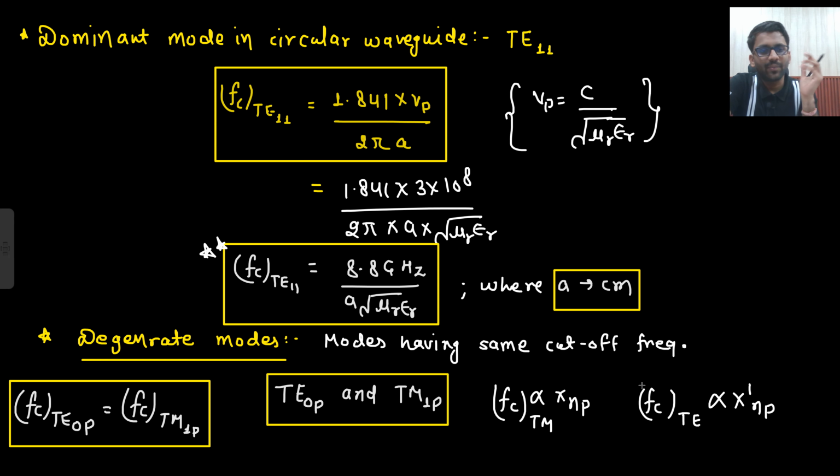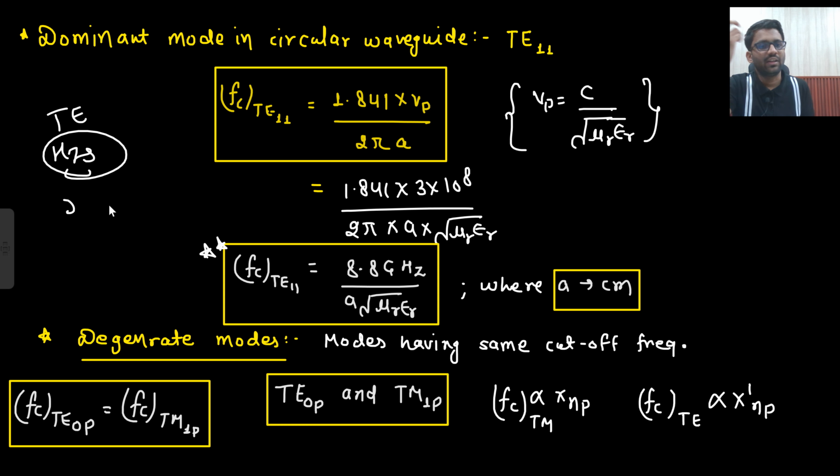And will you be able to remember that T is associated with X dash and P? How will you remember? TE means the electric field is transverse. That means HZ is existing. If HZ is there, then to apply the boundary condition, you need to do the differentiation. If differentiation is done, that means X dash and P will be used. That's it. This is how you can remember it, right?